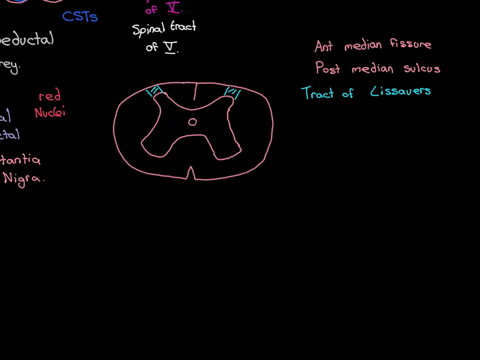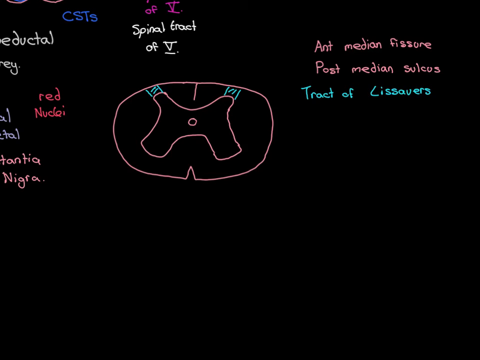Let's do names of more white matter columns. This is the lateral white matter column, and of course you have the right lateral white matter column here as well. These are the anterior white matter columns, so left anterior white matter column and right anterior white matter column. And then in front of the ventral horns here, those are the anterolateral white matter columns. So those are the names of the different white matter columns.